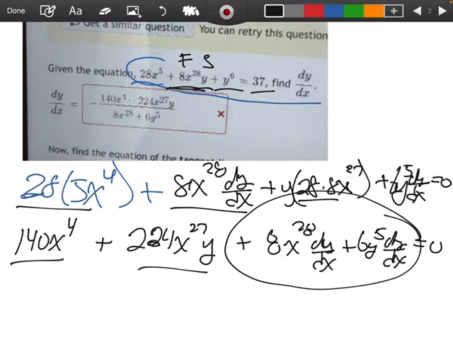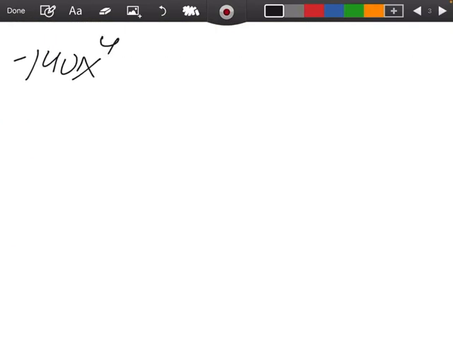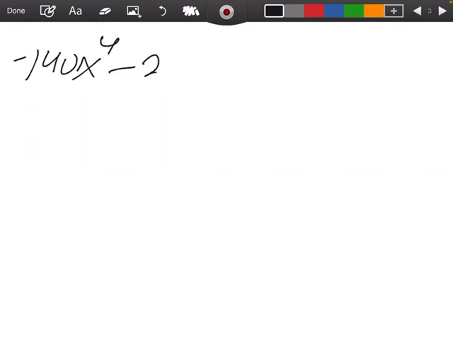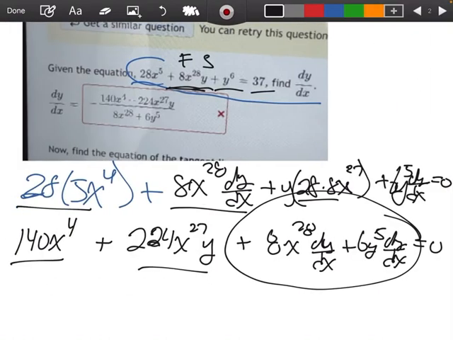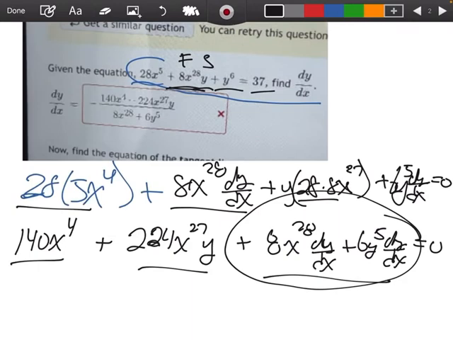So we're going to have a negative 140x to the fourth, minus 224x to the 27th with a y equals, and then on the right side, we've got these guys, 8x to the 28th. I'm going to go ahead and factor, well, I'll just write them both, and then we'll go slow. 8x to the 28th dy/dx plus 6y to the fifth dy/dx.